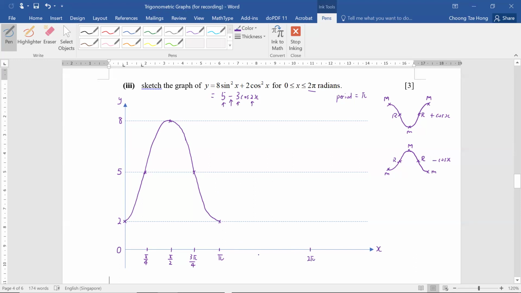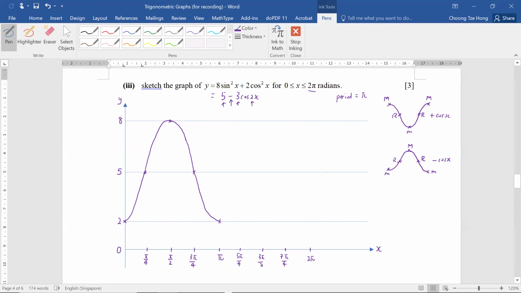So 2 pi. Same thing, divide it into 4 equal parts. It'll be good if you can use your ruler to measure like 1 cm for each interval. So after pi, you add another pi over 4. So here will be 5 pi over 4, then 6 pi over 4, which will be 3 pi over 2, and then 7 pi over 4.